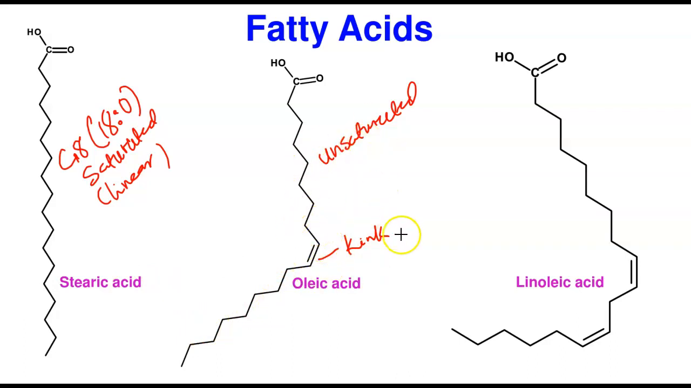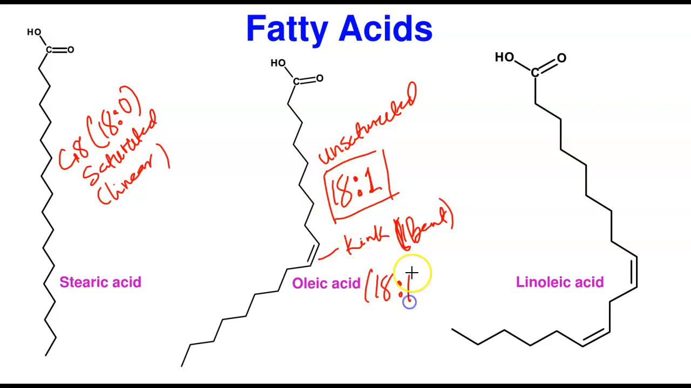Now, it has 18 carbons again. It has 18 carbons and one double bond. This is oleic acid, so oleic acid is 18:1. Of course, this is 18:0, no double bond.